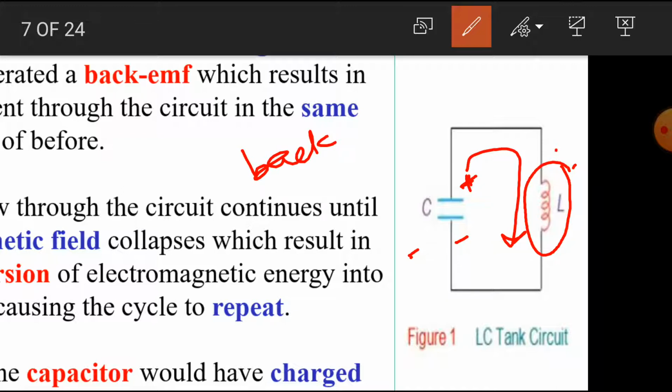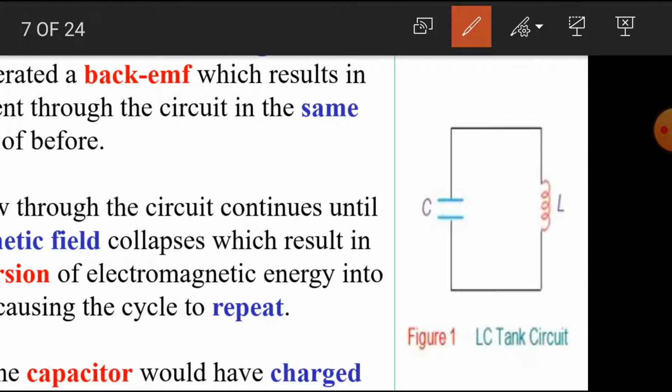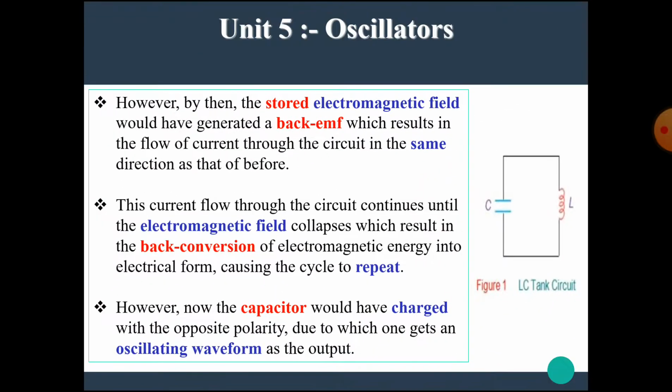That means this point becomes negative and this point becomes positive, a back EMF is produced, and this back EMF flows through the capacitor, which causes the charging of the capacitor. But the only difference is that now this terminal becomes positive and this terminal becomes negative. That means during capacitor charge and discharge this cycle is obtained. I hope you all understand the basic function of the LC tank circuit.